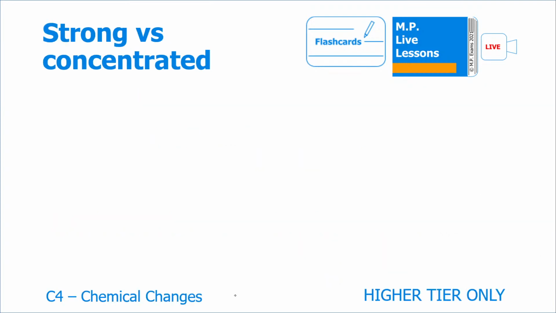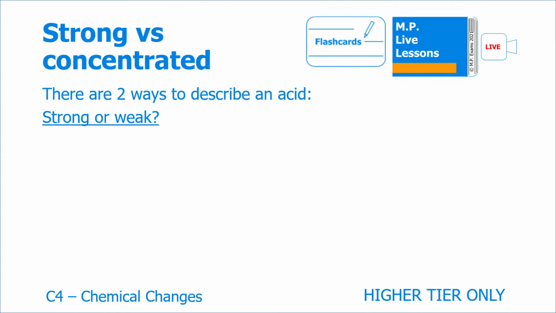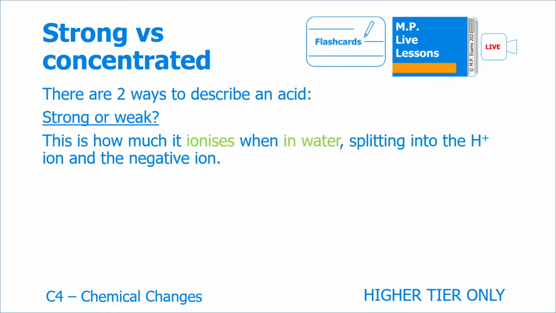Now, a common exam question can be if an acid is strong or concentrated. So these are two ways to describe an acid. A strong or weak acid depends on how it ionizes within water. When it ionizes, it splits into the H plus ion and the negative ion.